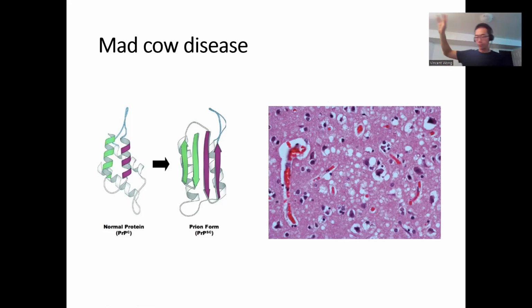Okay, long story short, in the body, in the brain, we have a protein called the PrP protein. The normal version is going to be called PrPC, which has only alpha helix here, right? You see alpha helix? Okay, so just alpha helix.